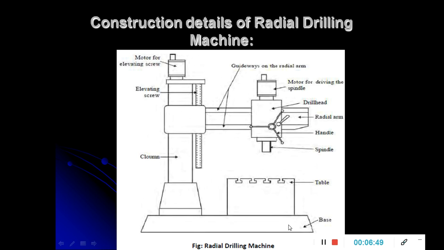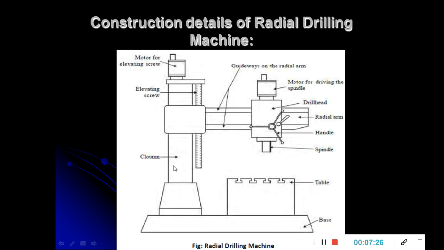So first one is the base. As you know, base is the necessary bed for all the machines. In the radial drilling machine, the base supports the column on one side and the T-slot table on the other side. The base of the drilling machine should be strong and robust in construction, so that whatever forces are generated during the drilling operation should be transferred through the base to the ground.